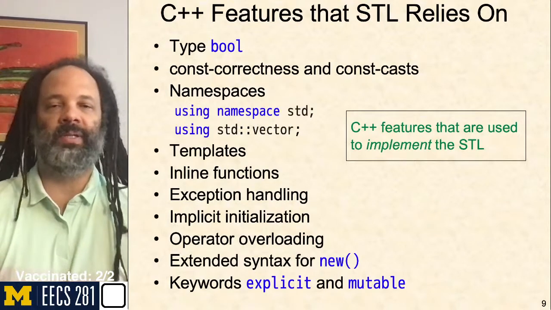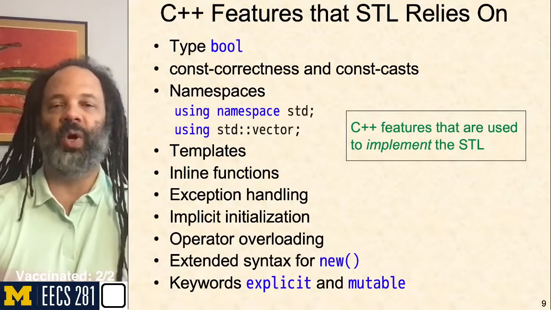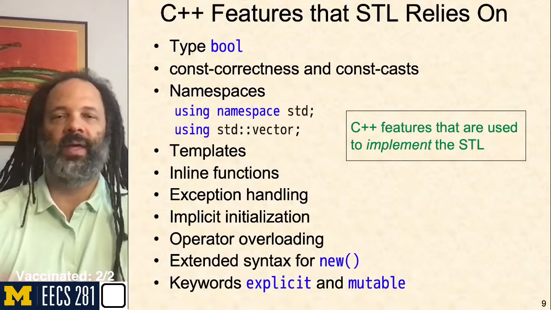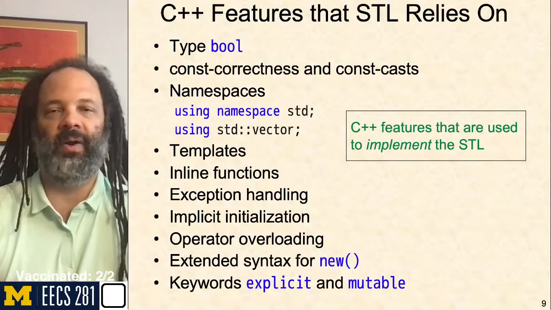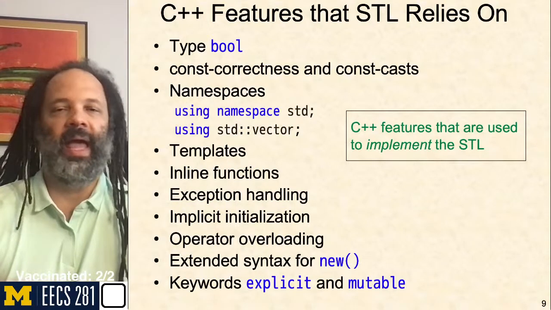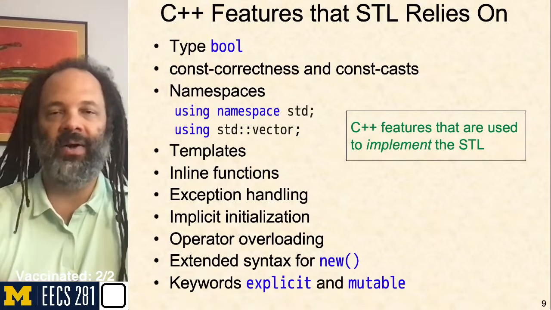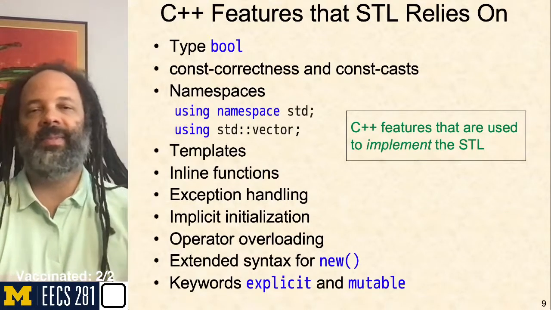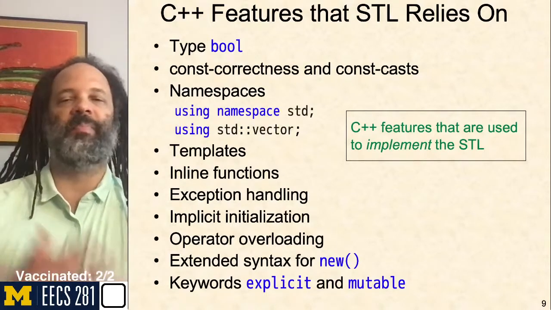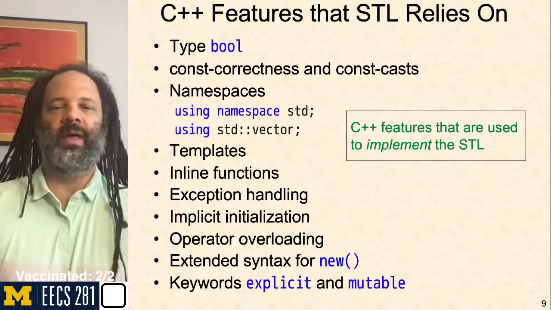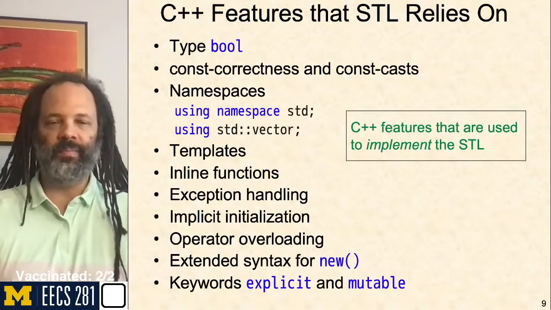So explicit is good to make sure that things don't happen implicitly that you don't want to happen. One of the style points that gets complained about by the auto grader is if you write a constructor for a class that takes a single argument, that needs to be declared as explicit. It doesn't need to be declared as explicit, but it's better to declare it as explicit so that we don't get implicit type conversions that we weren't expecting.